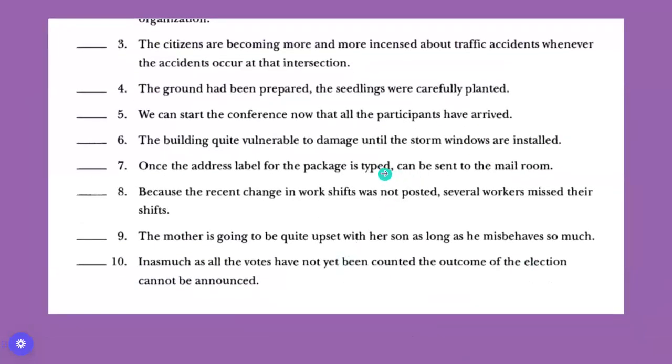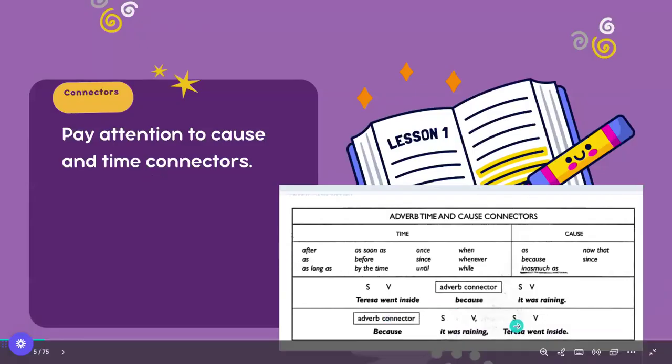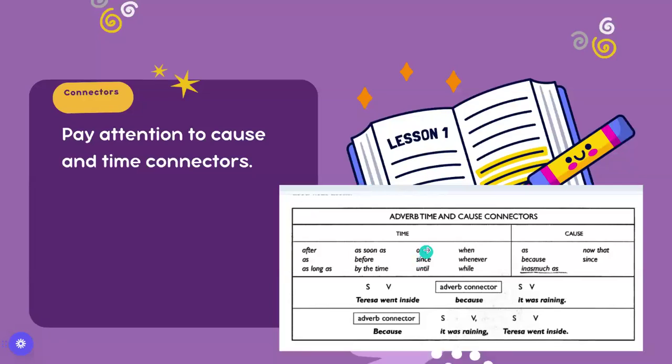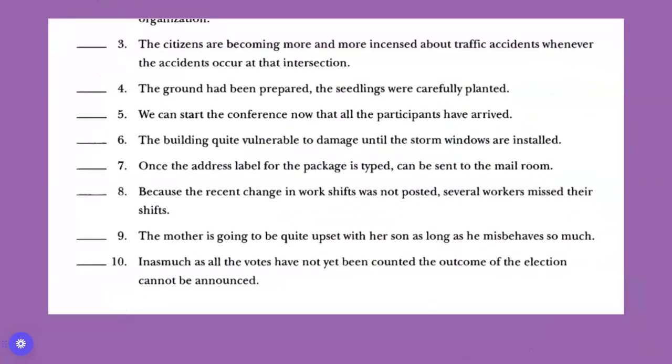So if I take this into consideration, do I have a connector at the beginning of the sentence? No, there is no connector. Let's see this word, once. Let's go back to my list. Do you see that word on the list? Yes, teacher, here in the connectors. It's once, here, right? So the sentence is correct. Very good.